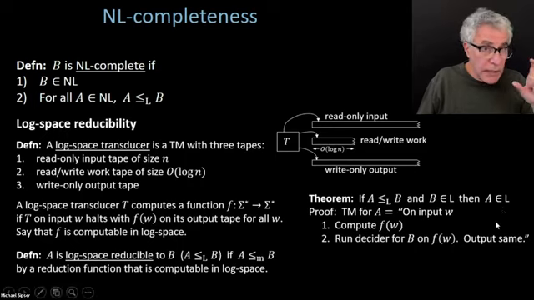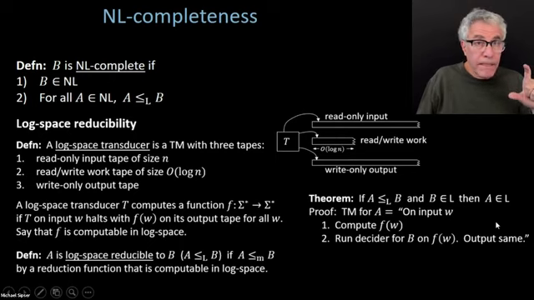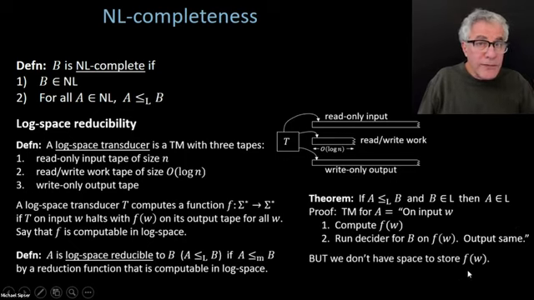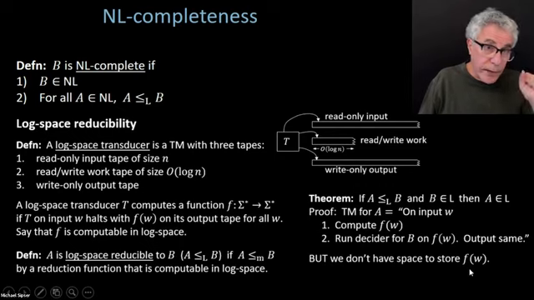So this is an obstacle that we need to solve in order to prove this theorem, which we need, because that's the whole justification for doing these reducibilities. Should be a familiar looking kind of line to what we've seen before. So we don't have space to store f of w. What do we do? And I'll also mention that this is going to be relevant to one of your homework problems.